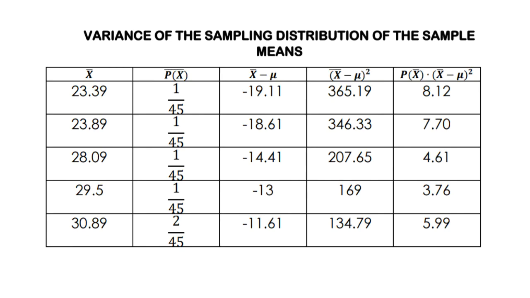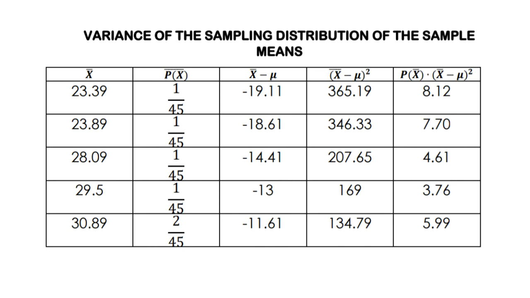So hi guys, I will be discussing the variance of the sampling distribution of the sample mean. So paano nga ba natin ito kukunin? First, gagawin natin is 23.39 minus 42.5. So ang makukuha natin doon is negative 19.11. So kailangan natin itong square. So negative 19.11 squared is equals to 365.19. 365.19 is going to be divided by 1/45, so ang makukuha natin sagot is 8.12.